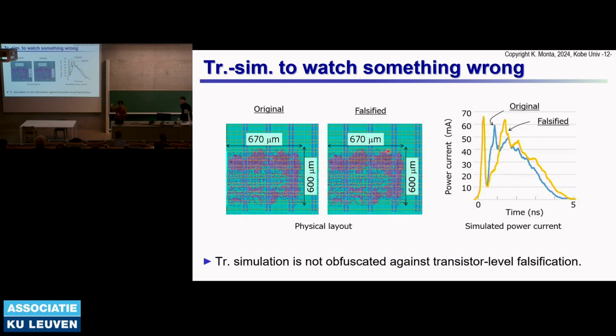In my case, these are two different chips. Obviously, from the front side or design layout views, nothing is changed. But once you make some simulations, your power current will be something different between the original one and the so-called falsified one. Very sensitive. So if the design is intentionally or sometimes suddenly changed due to something, that can be captured by the transistor level simulation. So this is the way of using transistor level simulation for the assurance of your designs.